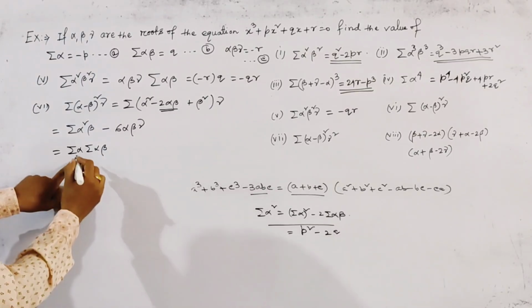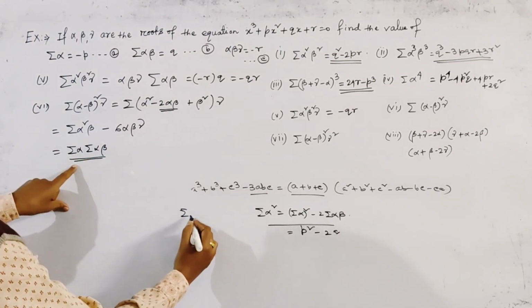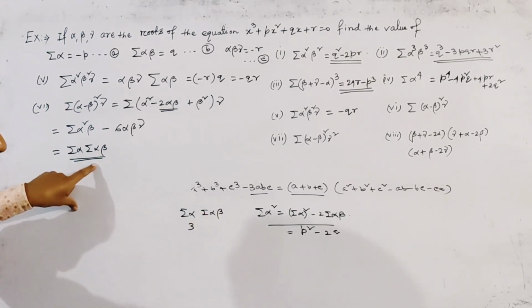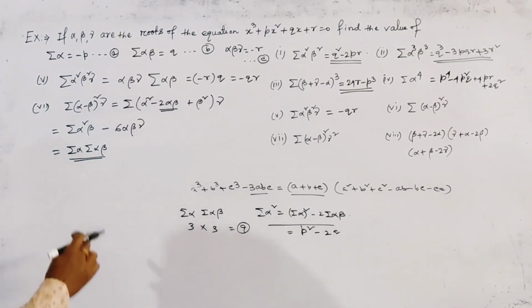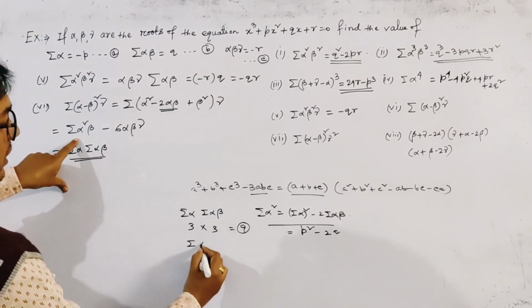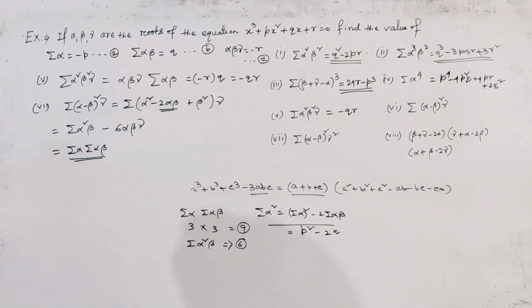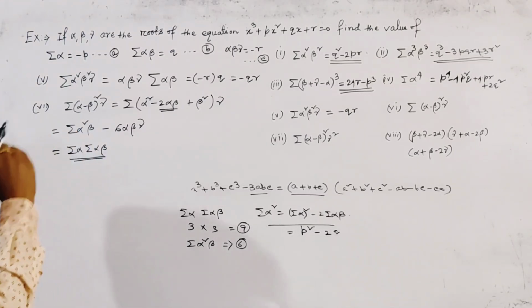If we count the number of terms in the product, in summation alpha there will be 3 terms, and in summation alpha beta there must be 3 terms. So by product we get 9 terms. But in summation alpha square beta, there are only 6 terms. So there are 3 terms extra. What is the type of this term? The type of this term is given by alpha beta gamma.